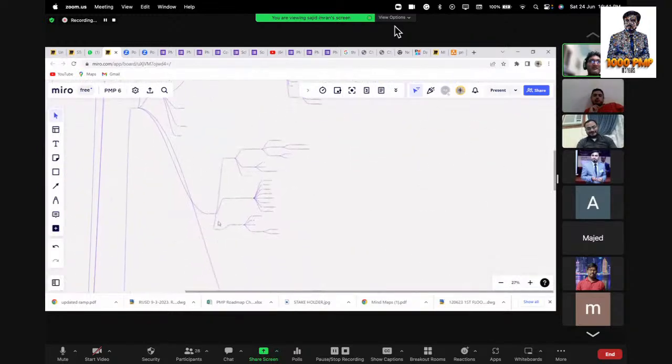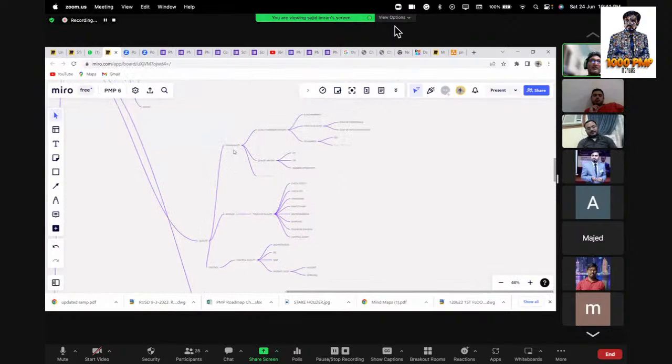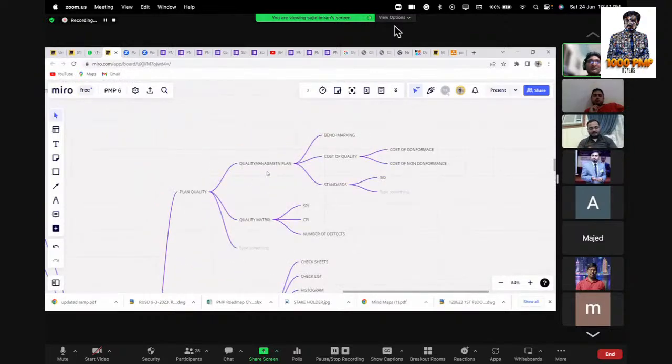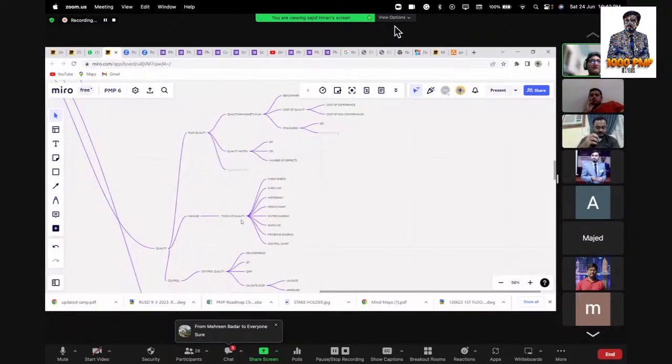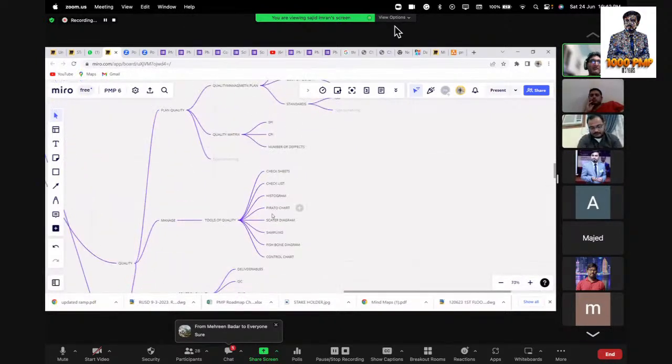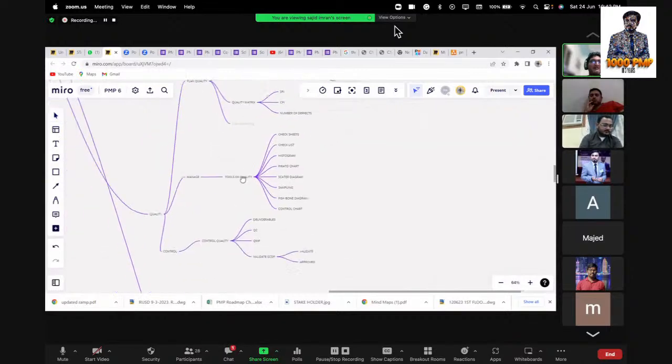Then in plans, we have the quality management plan, benchmarking. We do cost of quality, cost of conformance, cost of non-conformance. We do have standards, ISO, ASTM, a lot according to your field, in civil, manufacturing, production, wherever you are. Quality metrics there: SPI, CPI, number of defects. Then in manage quality, tools of quality: checklist, check sheets, histogram, Pareto chart, scatter diagram, sampling, fishbone diagram, control chart. These things are used while we are managing.